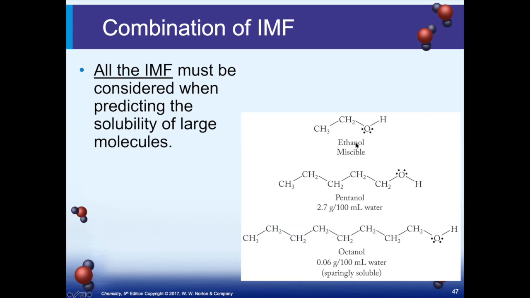If you mix ethanol, which is a 2-carbon alcohol, with water, it's completely miscible. Remember what that means: they dissolve in each other, mixing together perfectly at any ratio. But if I make that carbon chain a little longer with pentanol, so it's now 5 carbons, then there's a limit to the solubility. Only 2.7 grams of it will dissolve in 100 mL of water. It gets worse if you take that out to a chain of 8 carbons. With octanol, only 0.06 grams will dissolve in 100 mL of water. So we would call that sparingly soluble.